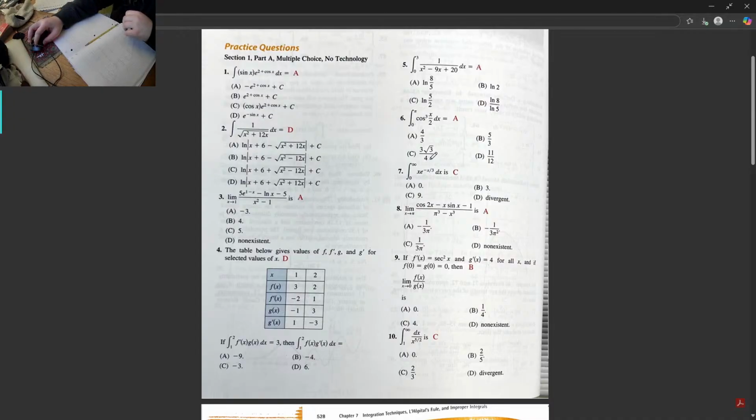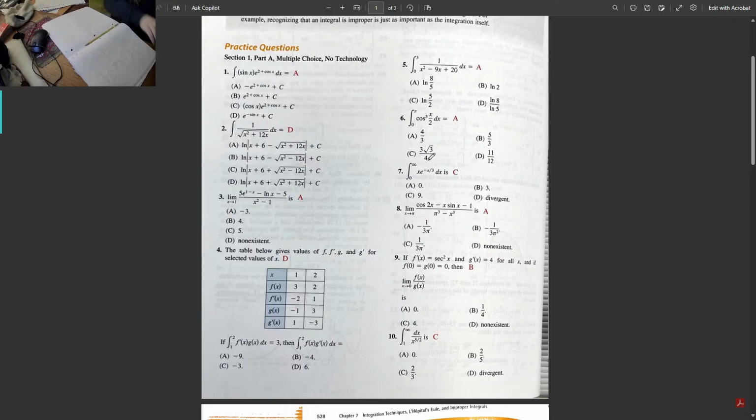Alright, where were we? Derivative of negative x over 3. That might just be negative 1/3. Let's double check. d over dx of negative x over 3. Yeah, it's negative 1/3. I was right.